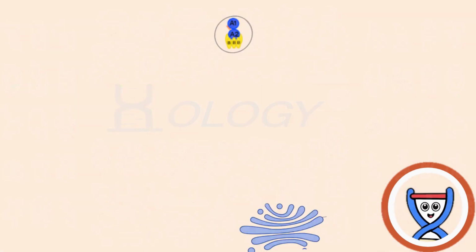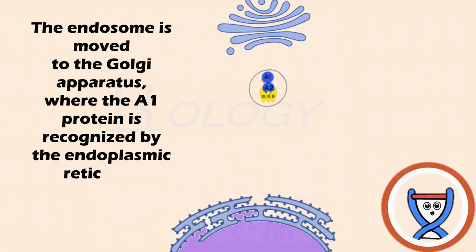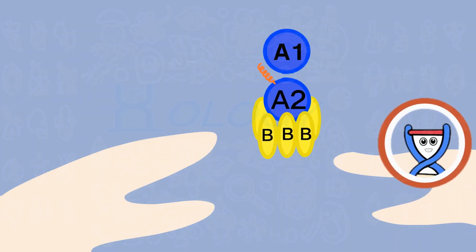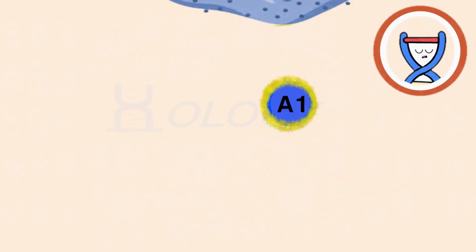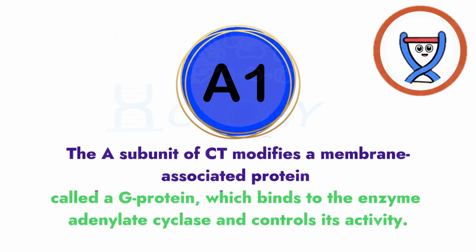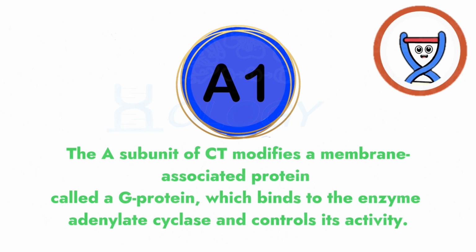The endosome is moved to the Golgi apparatus and to the endoplasmic reticulum, where the A1 protein is recognized by the ER chaperone, protein disulfide isomerase. As the A1 protein moves from the ER into the cytoplasm, it becomes an active enzyme. The A1 subunit of CT modifies a membrane-associated protein called a G protein, which binds to the enzyme adenylate cyclase and controls its activity. So first we will take a look at the action of GPCR.